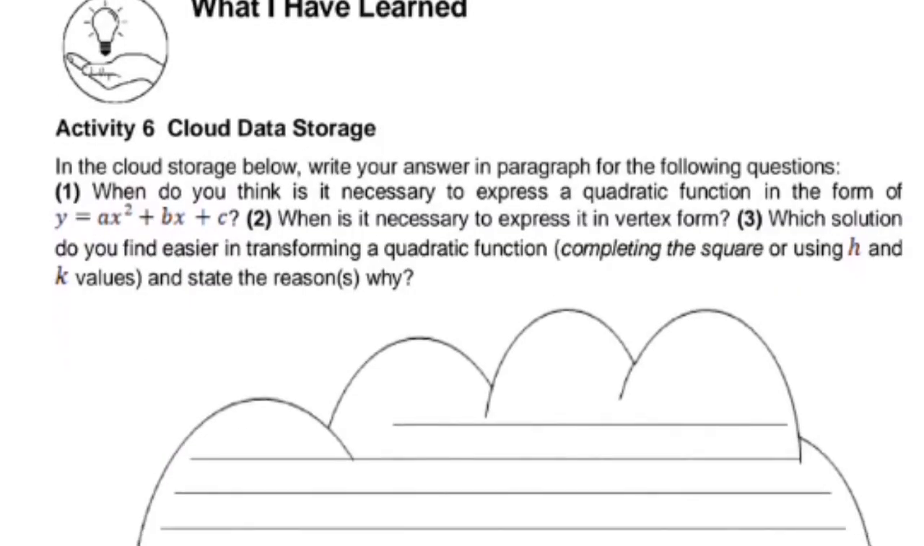What I have learned. Activity 6, cloud data storage. In the cloud storage below, write your answer in paragraph for the following questions. 1. When do you think it is necessary to express a quadratic function in the form y equals ax squared plus bx plus c? 2. When is it necessary to express it in the vertex form? 3. Which solution do you find easier in transforming a quadratic function, completing the square or using h and k values? And state the reasons why. Okay? So just answer the questions.